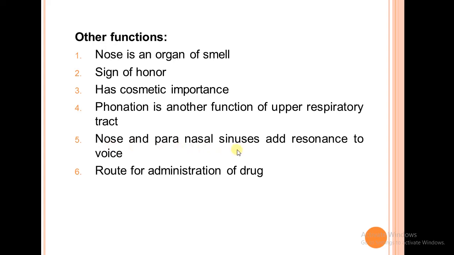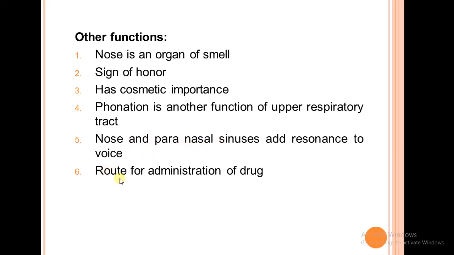Nose and the paranasal sinuses add resonance to the voice. Paranasal sinuses are air-filled cavities present in the bones of the face, like in the maxilla there is the maxillary sinus. So these are air-filled cavities. Nose as well as the paranasal sinuses add resonance to the voice.